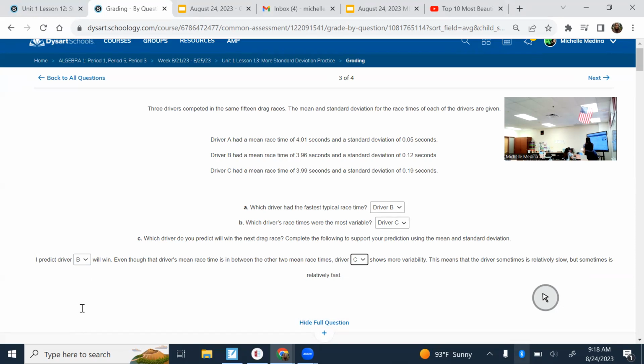Hold on, is it marking it right if you put that? It marked her too. Okay, because now that I'm reading it again, it says even though the driver's mean race time is between the other two, so I think it has to be C, sorry. I can unsubmit it. Because that would make more sense, if this driver's race time is between the other two, see that? Okay, and then that means driver C shows more variability. Sometimes goes slow, then fast. Let me look at it.